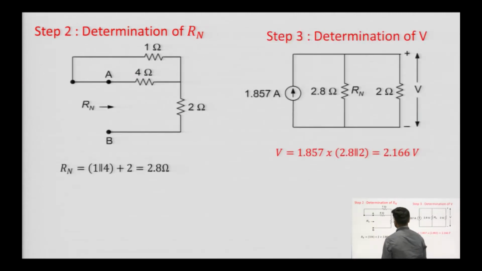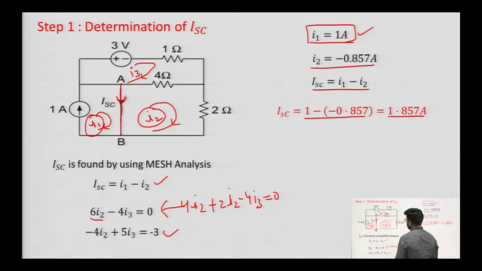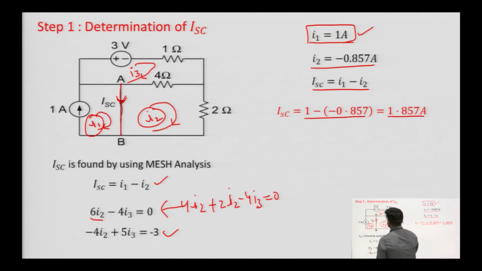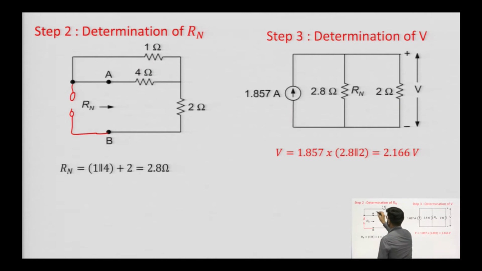RTH or RN. Now, to find RN, we have removed all the independent sources. Since it was a current source, it has been open circuited, removed or replaced by its internal resistance. Now, there is a voltage source of 3 volt, so we have replaced it with a short circuit. Now, we are left with this circuit.